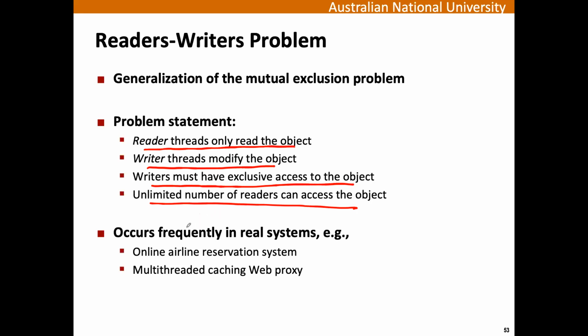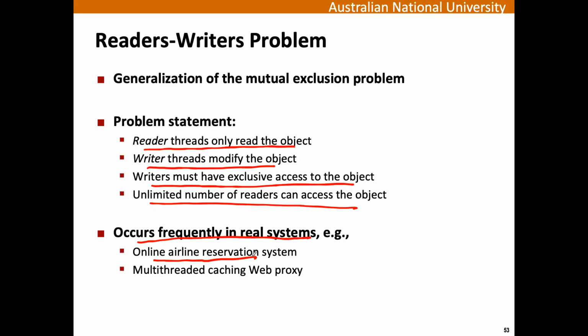Now, this situation occurs frequently in real systems, like an online airline reservation system, where a lot of people can look at the available seats at any given point, but only one can reserve the seat for themselves. So we don't want multiple potential travelers to reserve the same seat and then fight for it inside the plane. We want to make sure that they can all see what seats are available, but only one of them is able to reserve the seat.